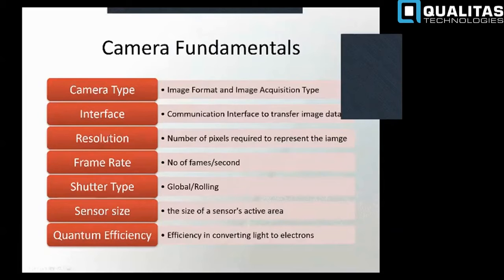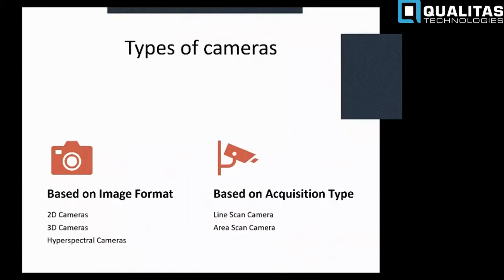In camera selection, you have seven different parameters that you need to really think about. Let me run through these really quickly. So the first thing is the type of camera.